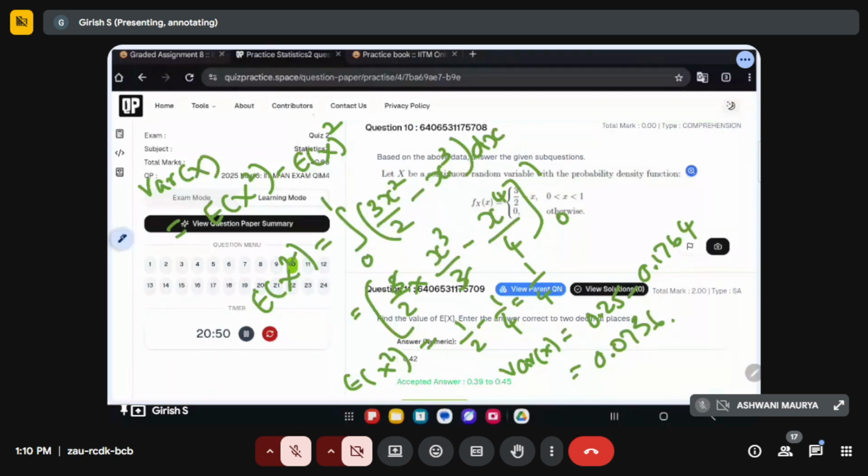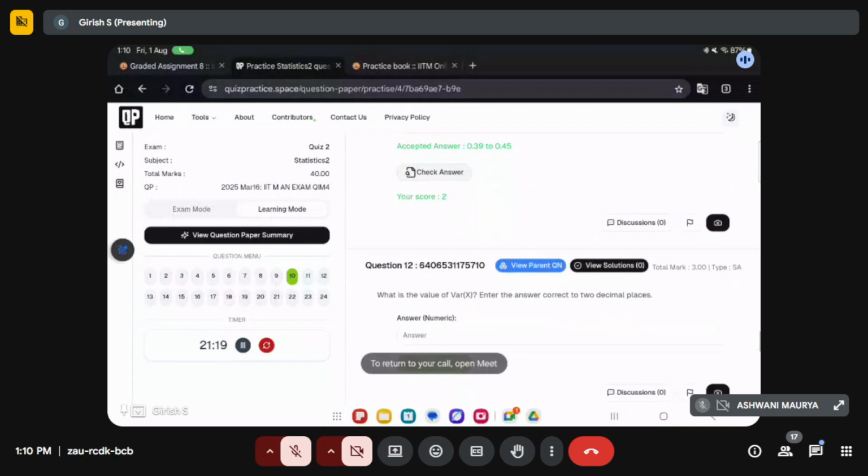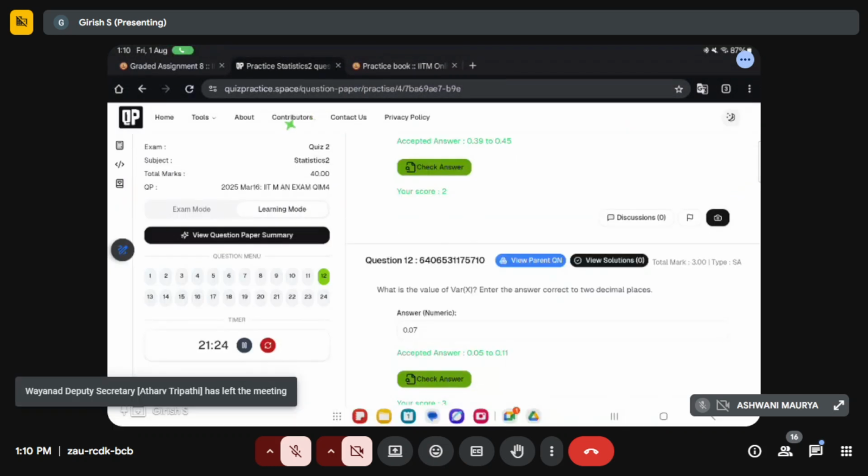Is this clear? Like how it is done? I suppose the answer is 0.07 in case they asked it for two decimal places, but let's see. Shall I go to the next question? Is it fine? Yeah, I'll take it as you understood it. So I'll go to the next question. So this should be 0.07. Let us take it. Yeah, it is fine.